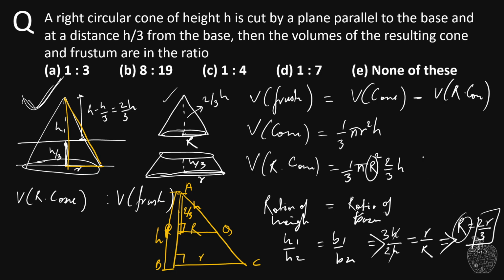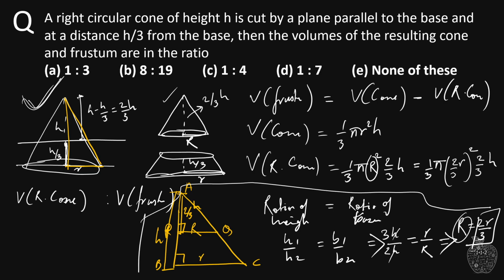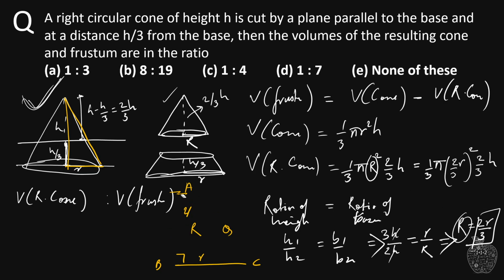Let's substitute it over here. So we get 1 by 3 pi, instead of r we write 2 by 3 r whole square, because this is capital R square, into 2 by 3 h. I hope you have understood this concept. If you want to copy it down, you can pause the video and do it, and I'll erase it because I don't have space here.